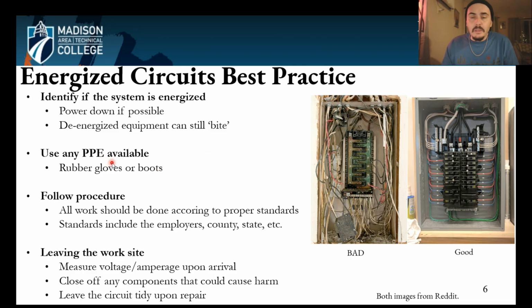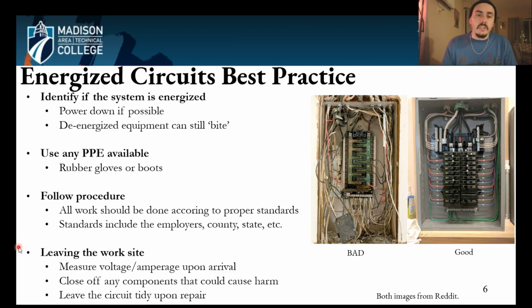So use any PPE that's available, rubber gloves, boots, definitely safety glasses. Follow all the procedures. All the procedures should be done according to proper standards. This does not follow proper standards. This may pass an inspection, but this does not look safe. This looks nice and tidy and safe. So there are standards from the city, the county, the employers, the state. There are different entities that basically set the standards. Make sure you're following them correctly.